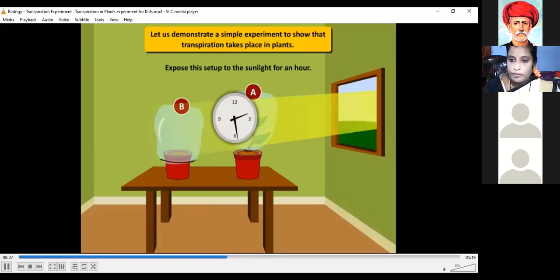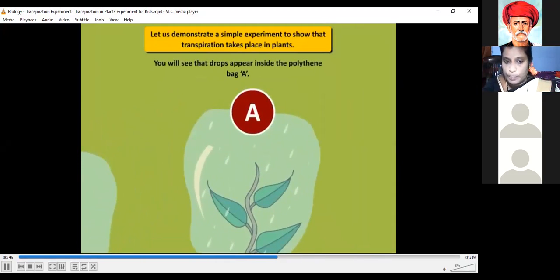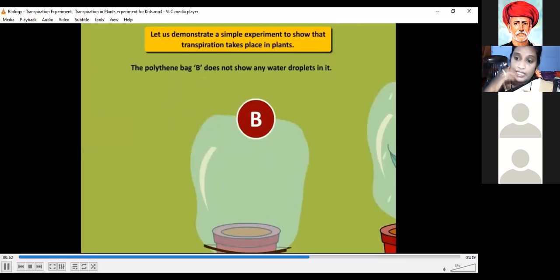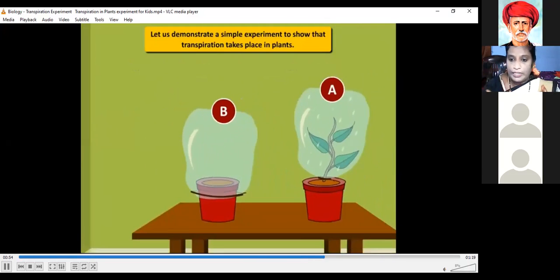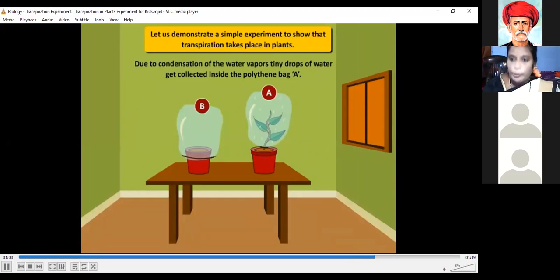We note the time: 1 hour, 2 hours, 3 hours. After an hour, we will see what is observed in this experiment. We see, ma, in the potted plant, inside the cover, water droplets have formed. That means water vapor, the droplets of water, will form. In B, the pot without a plant, there are no changes. But in A, inside the cover, it turns to water vapor.